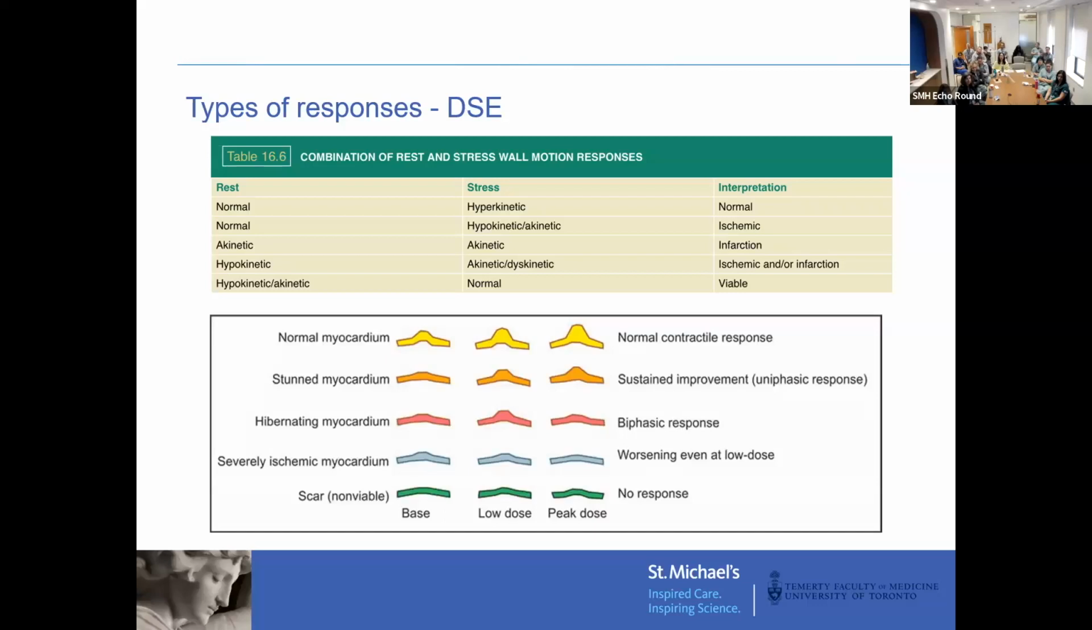And hibernating myocardium is important to identify because you're basically finding hidden stenoses, which need intervention, as opposed to stunned myocardium, where there is no significant stenosis. So as you increase dobutamine, the wall motion continues to increase.